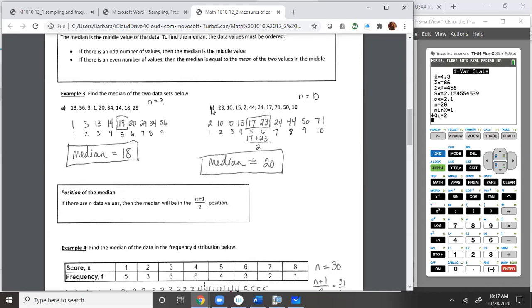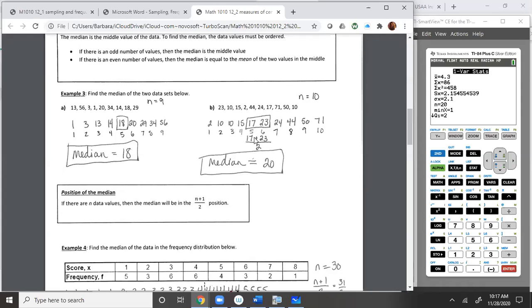In part B, we have an even number of numbers. In this case, we have 10 numbers. We're going to put them in order from 2 to 71. And the middle is actually between the numbers 17 and 23. So we count 1, 2, 3, 4, 5, and 6. So between 5 and 6 is 5.5, right?